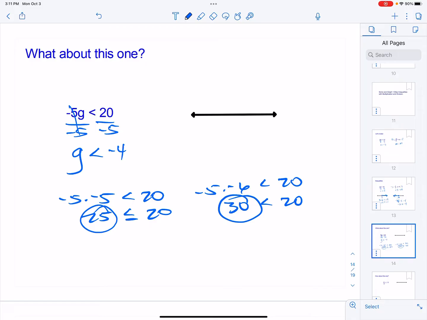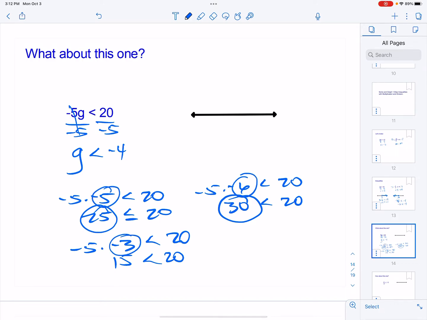Well, all of those seem to work, but what if I chose a value that was greater than negative 4? What if I chose the other way? What if I used negative 3 instead? Well, if I chose negative 3, negative 5 times negative 3 is less than 20? Well, negative 5 and negative 3 make 15. That is less than 20. So how come when I chose a negative 3 it works, but numbers that fit the criterion, they don't?